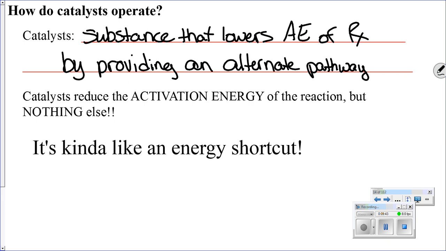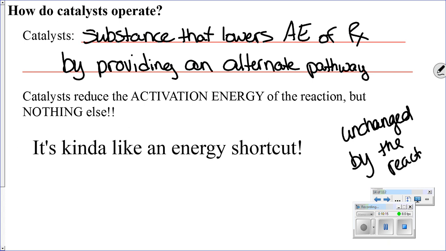Now, catalysts are a very, very broad category. They include enzymes, they include a lot of non-biological catalysts. So there are a lot of ways that catalysts are able to operate. What a catalyst is going to do for us is reduce the activation energy of the reaction and nothing else. What's kind of neat about a catalyst is they don't actually get used up in a reaction at all. They're returned to their normal state at the end. So they're unchanged by the reaction in which they're involved. And they give us sort of what I like to call an energy shortcut.